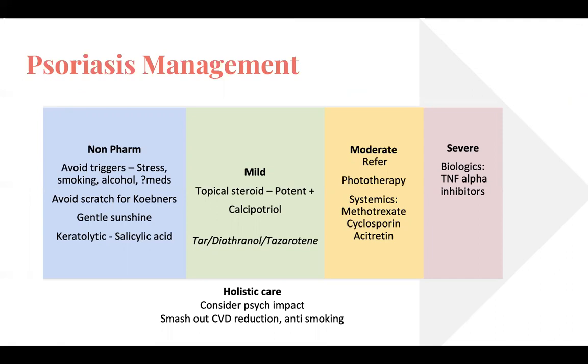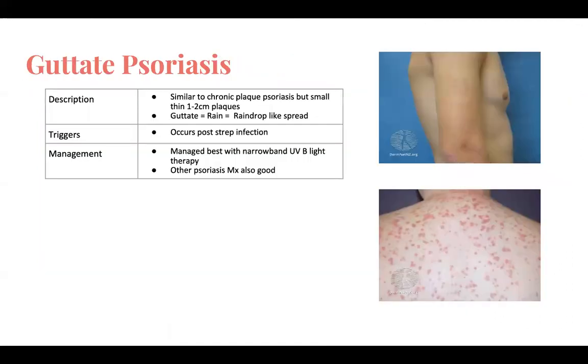Then consider steroids if it's mild. If it's moderate, you can refer for phototherapy, and if it's severe, you can use your biologics. And along the way, always remember holistic care, so psychological support and looking out for the cardiovascular risk factors.